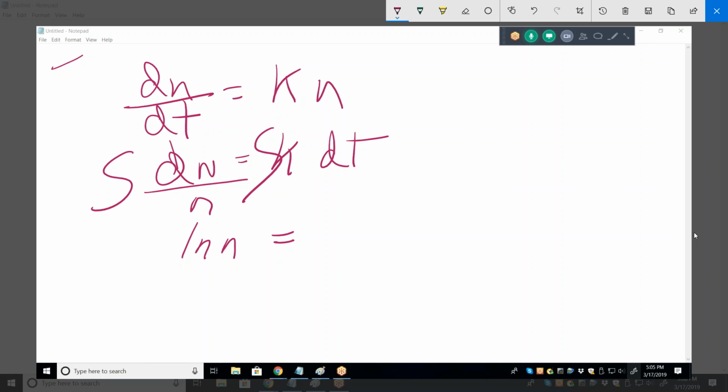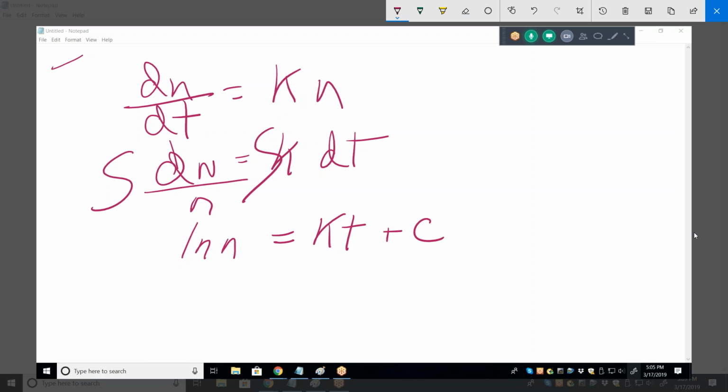T. In other words, when I take the integral of 1 dt, that's equal to t plus c. Take the derivative of t plus c and you get 1. Okay? So the integral of k dt is going to be kt plus c.